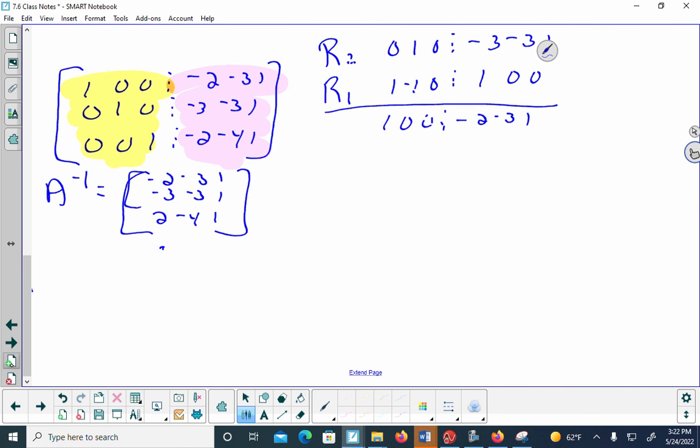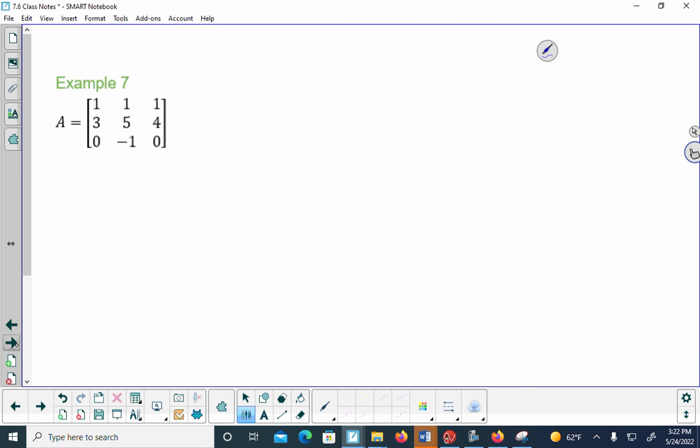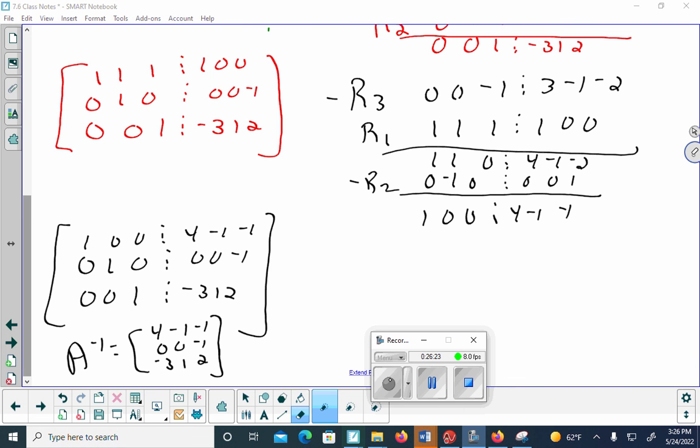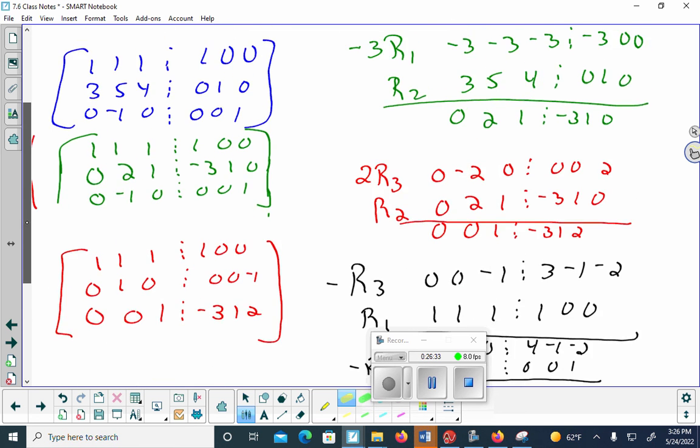Okay, so we have another example. So this is example 7. I will pause this video and try it on your own and see how it goes. Hopefully when you did this, this is what you got for your inverse, this right here. This one, you could do a lot of shortcuts. This ends up being a very quick problem.